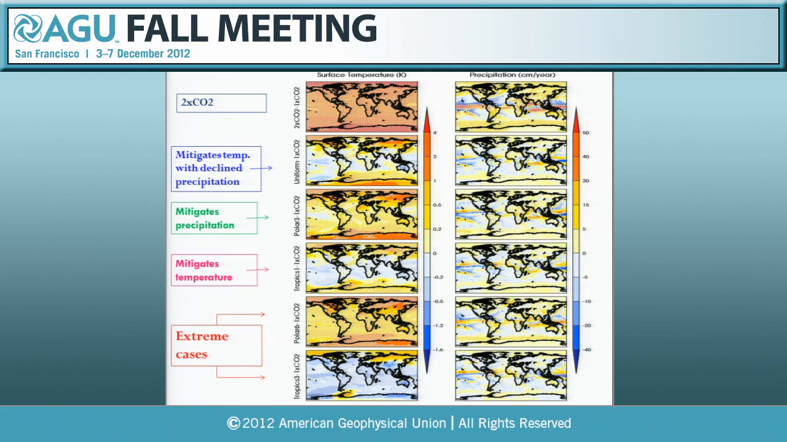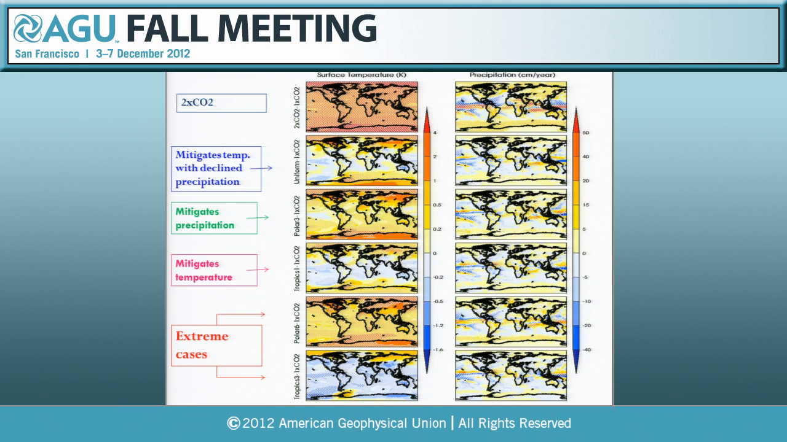And in the second one, what is shown is the uniform case, which mitigates the temperature, but has a reduction in precipitation. And the third row shows a polar case, which has global mean mitigation of precipitation, but in that case there is a reduction. There is a warming. Overall, the planet warms. And the fourth row shows a case where temperature is mitigated, but precipitation is not.